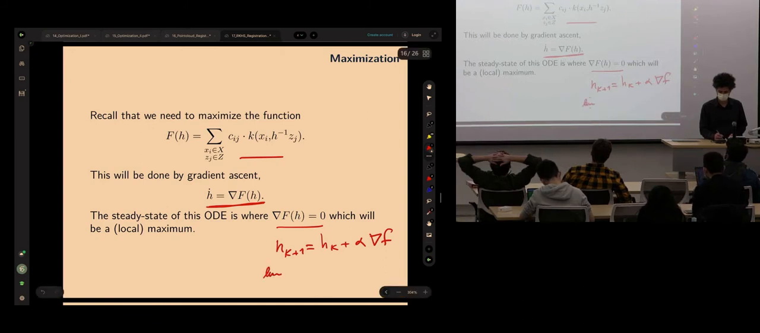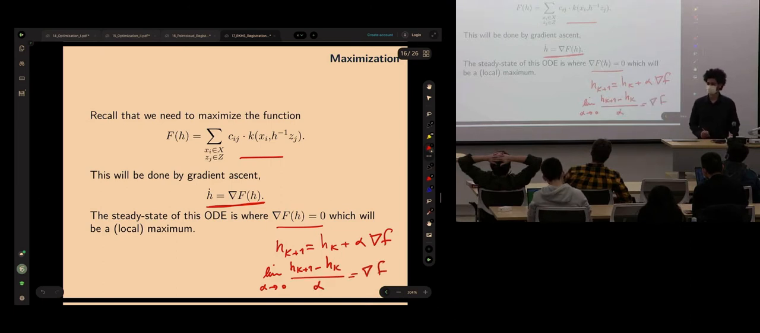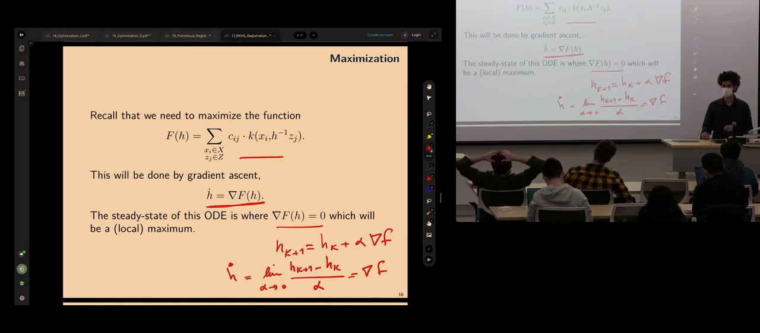If you don't remember, we can write it like this. On the left-hand side, as alpha goes to 0, is in fact h dot. So Euler integration is just one way of doing it, which we will not do because h is a Lie group parameter. We cannot add the delta term.